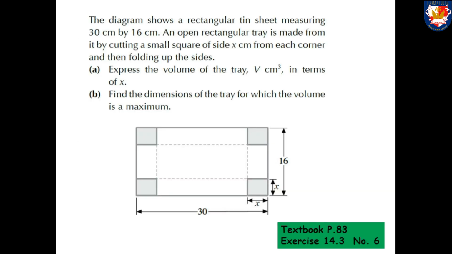This is the other example. The diagram shows a rectangular thin sheet measuring 30 cm by 16 cm. An open rectangular tray is made from it by cutting a small square of side x centimeters from each corner and then folding up the sides. Part A, express the volume of the tray V cubic centimeters in terms of x. Part B, find the dimensions of the tray for which the volume is a maximum.